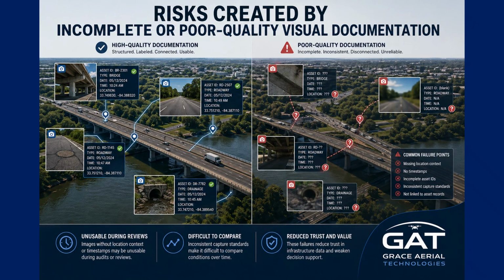Now, there are some risks created by incomplete or poor quality visual documentation. Visual documentation loses value when it is inconsistent, poorly labeled, or disconnected from asset records. Images without location context or timestamps may be unusable during audits or reviews. And inconsistent capture standards can make it difficult to compare conditions over time. These failures reduce trust in infrastructure data and weaken decision support.